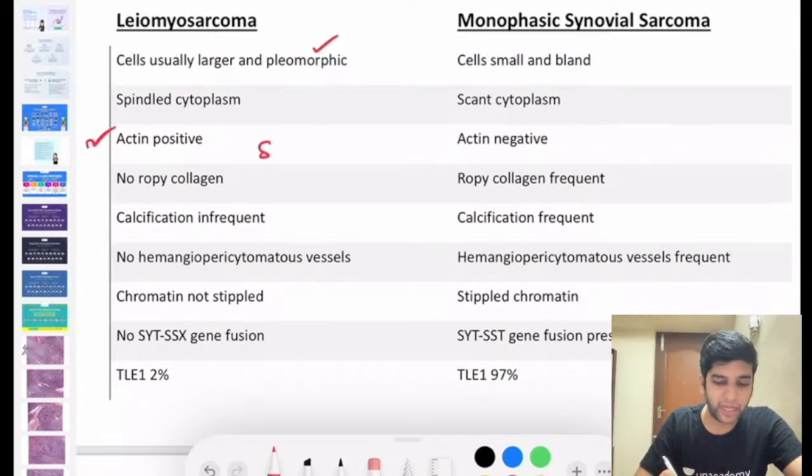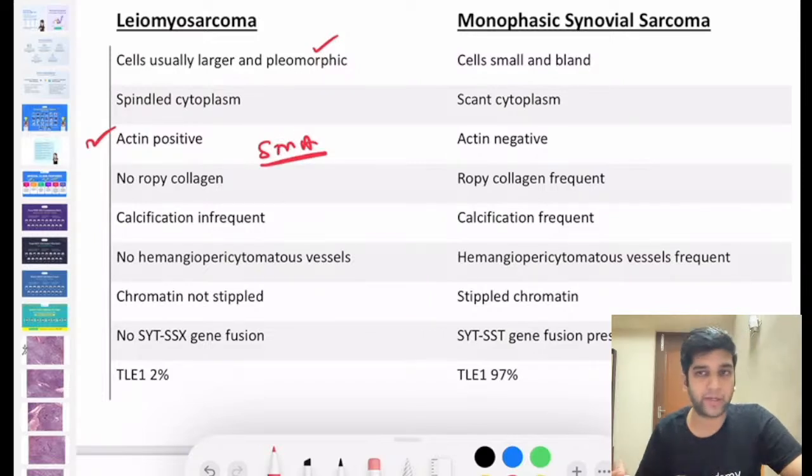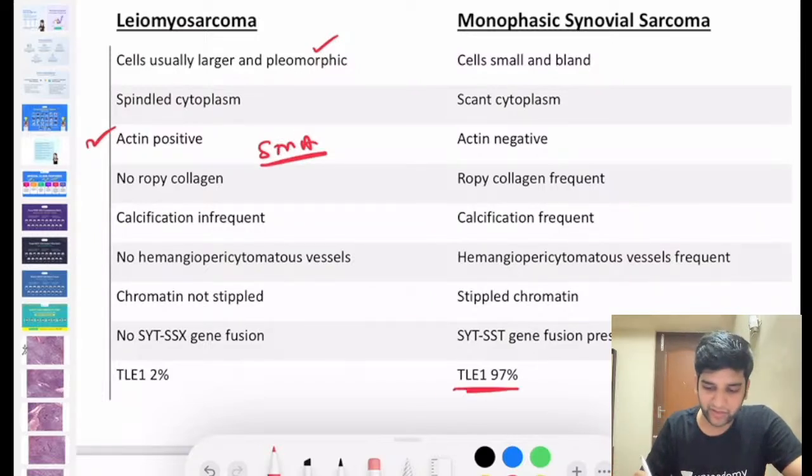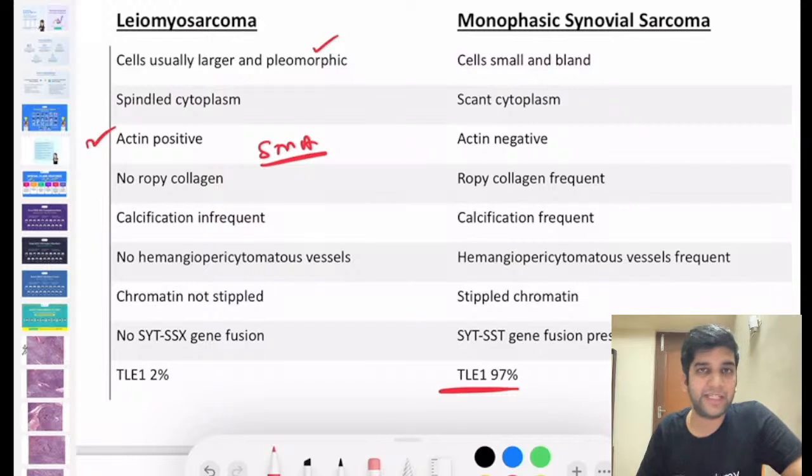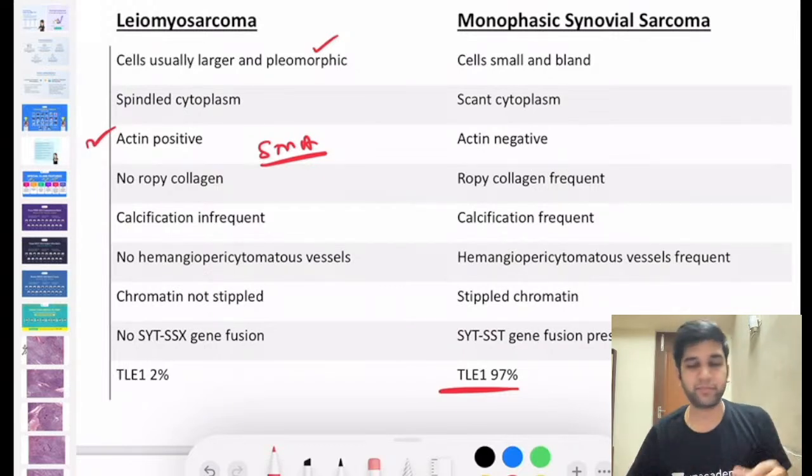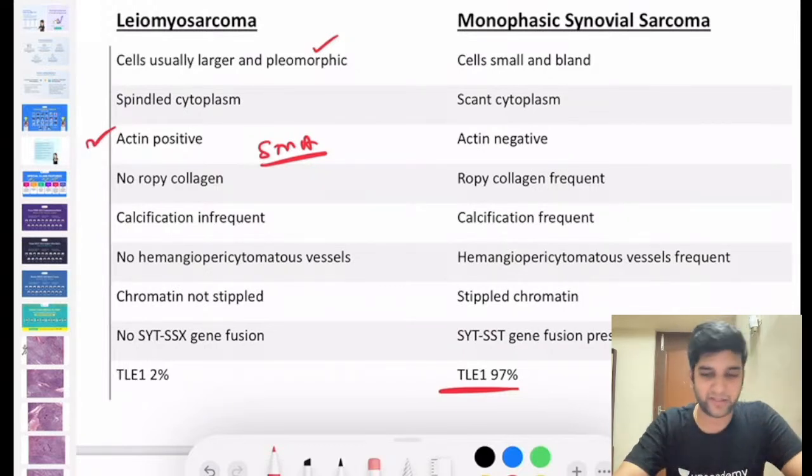If I want, I might require SMA to diagnose them. We have not applied that, so we are relying on the same TLE1. If TLE1 is positive, the diagnosis is going to be monophasic synovial sarcoma only. Fine. So that was the first case. Just a simple case because it looked interesting and I wanted to share it.